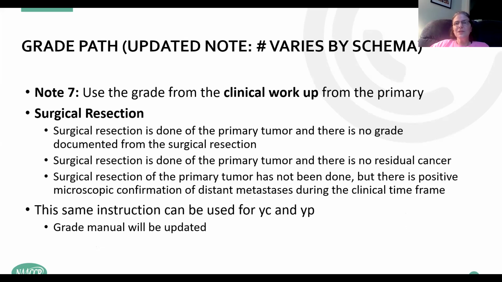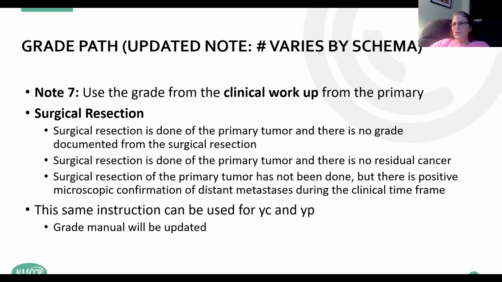Now we're down to surgical resection. So you can see there was a lot of notes added. Surgical resection is done of the primary tumor and there is no grade documented from the surgical resection. So if you have a grade from the biopsy, and your surgical resection has no grade documented, you can use the clinical grade. Or a surgical resection is done in the primary tumor, is no residual cancer. So once again, you would use the clinical grade in the path grade field.